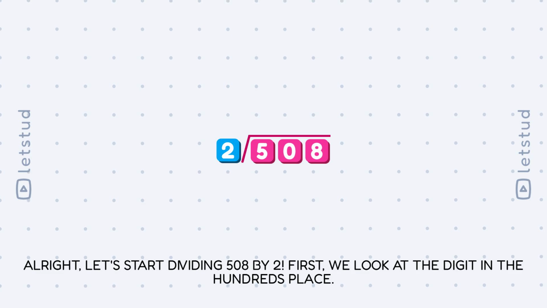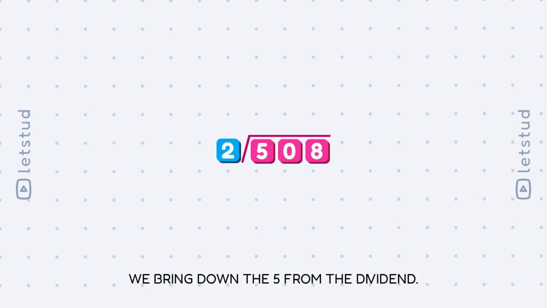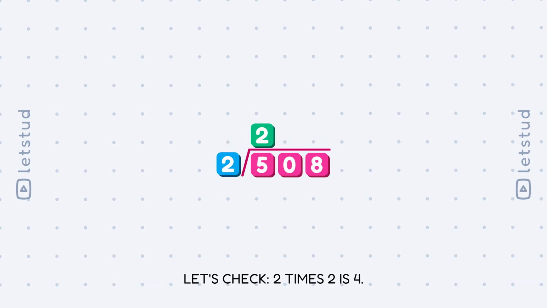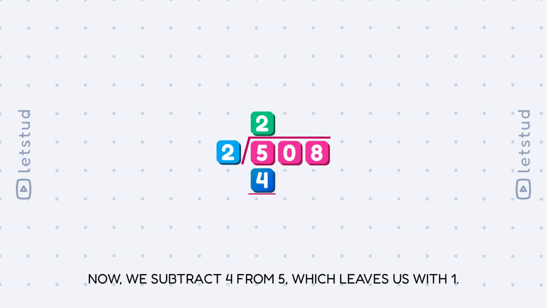Alright, let's start dividing 508 by 2. First, we look at the digit in the hundreds place. We bring down the 5 from the dividend. How many times does 2 fit into 5? It fits 2 times. Let's check. 2 times 2 is 4. Now we subtract 4 from 5, which leaves us with 1.